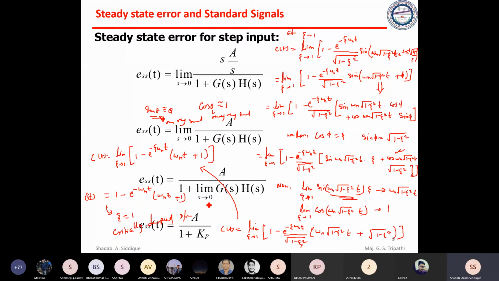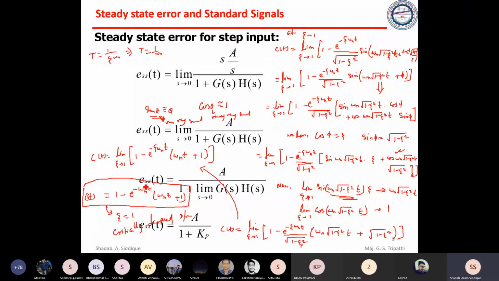So you can solve this derivation, and you can find that this is the response for a critically damped system: C of t is equal to 1 minus e to the power minus omega n t, into omega n t plus 1. If you try to plot this, by having the omega n value, you can find it. For a critically damped system, the time constant is equal to 1 by zeta omega n. So if zeta is equal to 1, the time constant will be 1 by omega n.